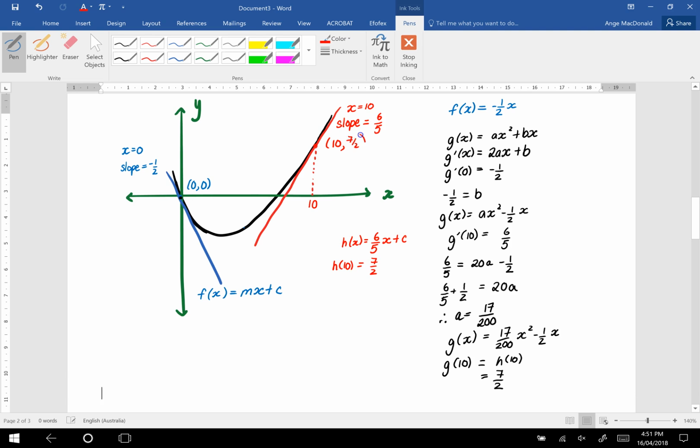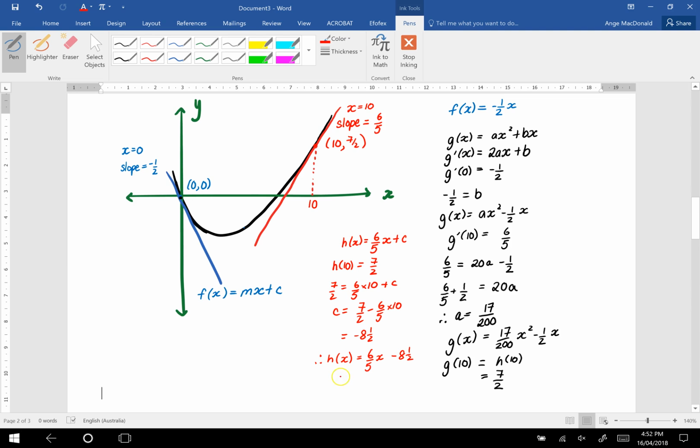We're saying that's the point there. So we've got 7 over 2 equals 6/5 times 10 plus c. So c will equal 7 over 2 minus 6/5 times 10, which gives us minus 8.5. Therefore, h of x equals 6/5 x minus 8.5.